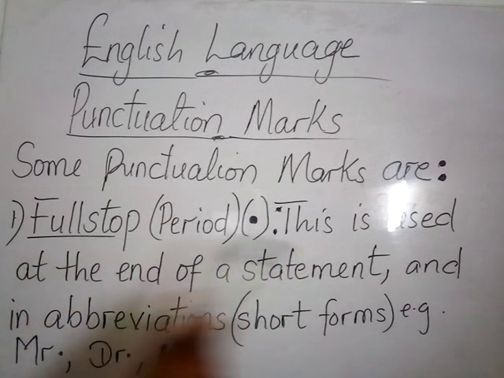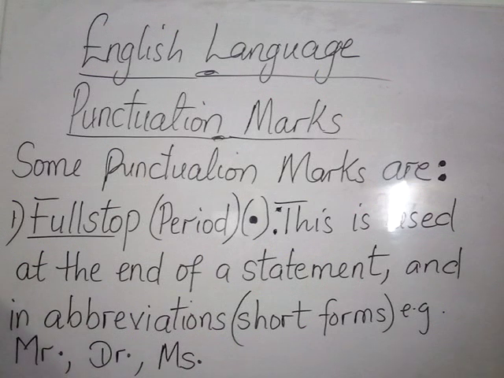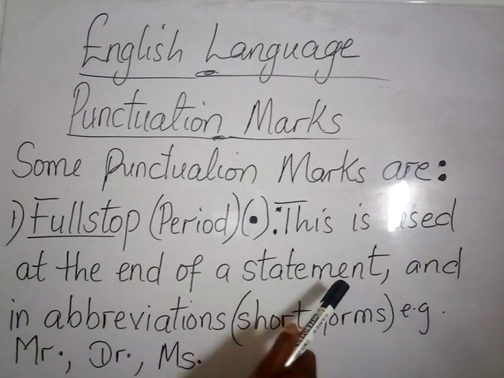When we see abbreviations, it means short forms of words. So full stop is used at the end of a statement. For instance, you say, yesterday I went to see a movie at the cinema. Full stop. If you are putting that in writing, after cinema, you have to apply your full stop. Okay, yesterday I went to see a movie at the cinema. So that's the end of a statement, for instance.